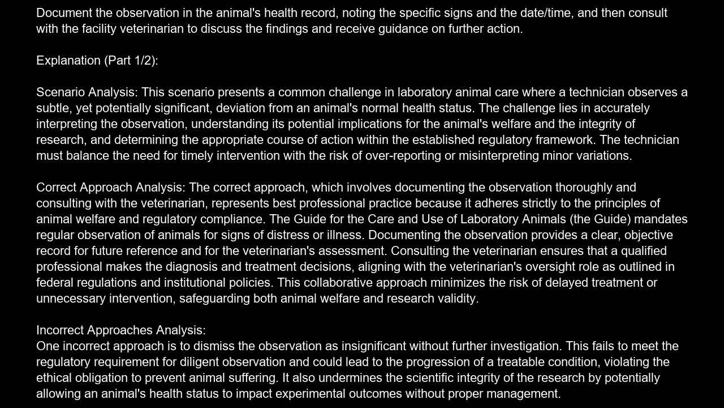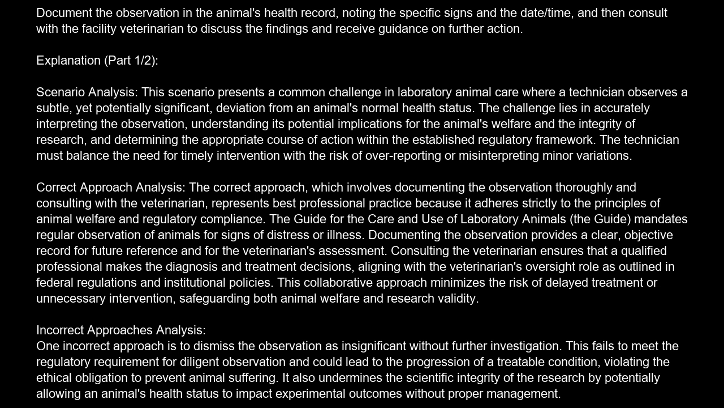This scenario presents a common challenge in laboratory animal care, where a technician observes a subtle, yet potentially significant, deviation from an animal's normal health status. The challenge lies in accurately interpreting the observation, understanding its potential implications for the animal's welfare and the integrity of research, and determining the appropriate course of action within the established regulatory framework. The technician must balance the need for timely intervention with the risk of overreporting or misinterpreting minor variations.